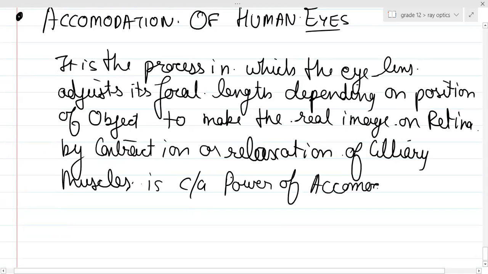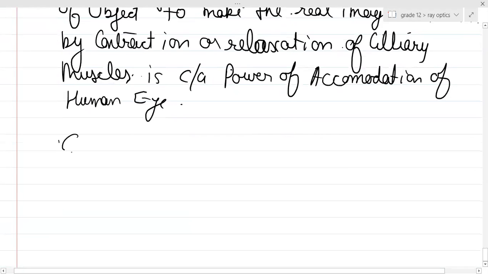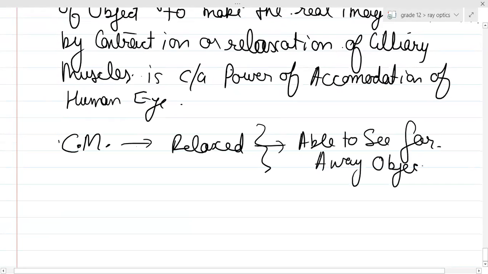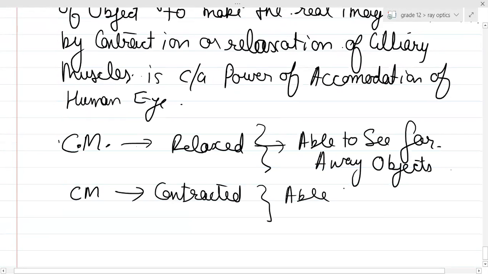Accommodation of the human eye. Always remember, when the ciliary muscles are relaxed, due to this we are able to see far away objects, and when the ciliary muscles are contracted, we are able to see nearby objects. Okay?